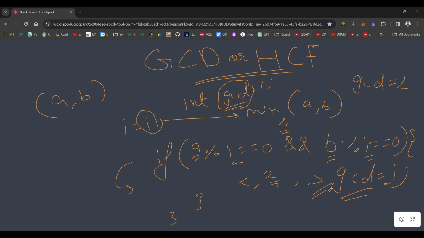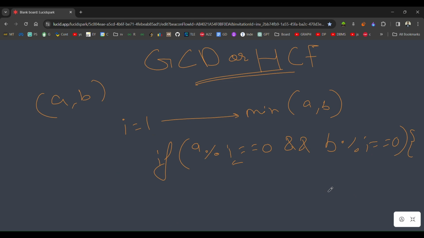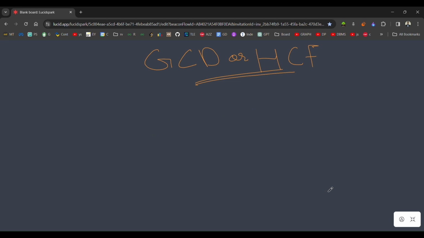Since it is iterating from 1 till minimum of A comma B, it will be storing the maximum of common factors between them. Now let's see why we took the minimum of A and B, right? Why did we take this? Let's understand this by a small example. Let's take maybe 4 and 12, right?